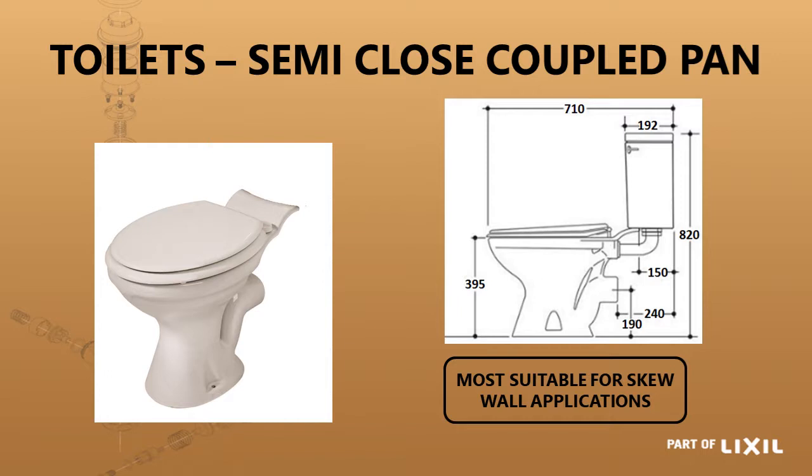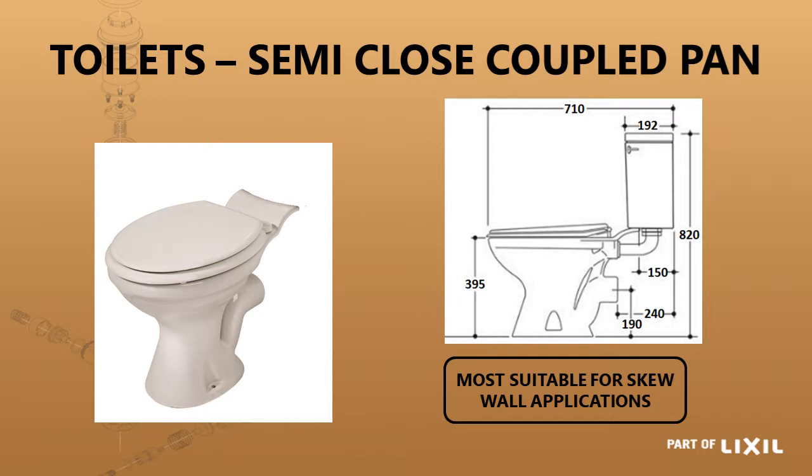You can also use the pan on its own without the cistern, where you use a flush valve or a concealed cistern or a duct cistern behind the wall, and that shelf will sit flush against the wall, and you would have your water inlet coming in the back.